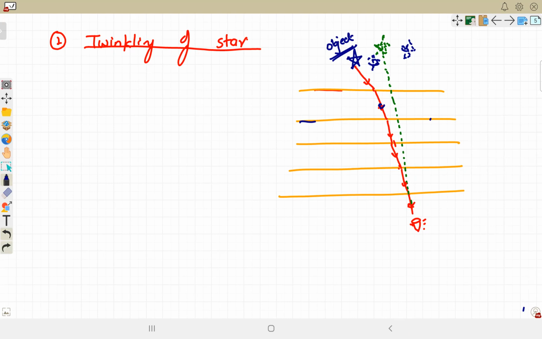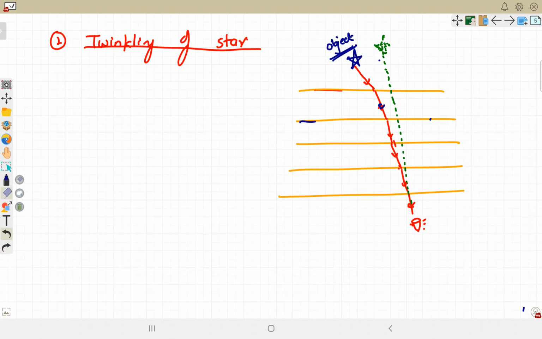You understood the point, right? Yes sir. So it is not just the atmospheric refraction, it is the change in the position of the atmospheric layers which causes the shift in the position of the image, and that gives us the twinkling effect of stars.